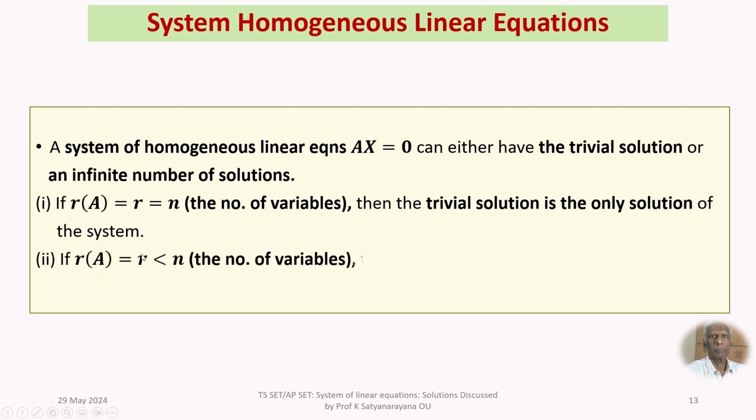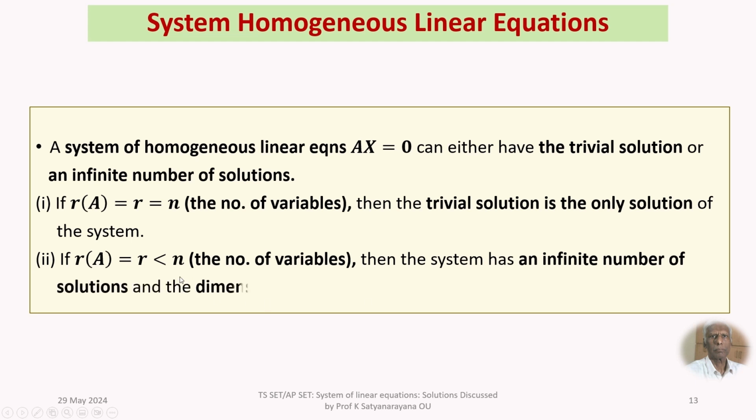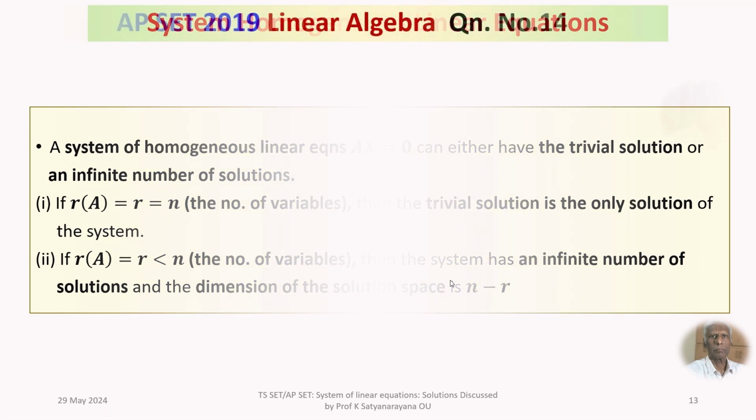If rank of A is equal to r less than n, the number of variables, then the system admits an infinite number of solutions. The dimension of the solution space, meaning the set of all solutions of this homogeneous system that forms a space called solution space, is n minus r. In other words, in such a situation, there will be n minus r linearly independent solutions. Agree? We move on to the next question.